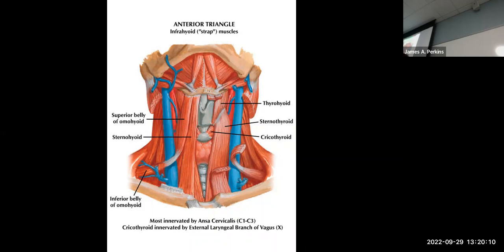This muscle actually helps you raise the pitch of your voice, and think about how it moves. Cricothyroid is innervated by a branch of vagus nerve. Did I put that on here? Yeah. There's an external laryngeal branch of cranial nerve 10, or vagus nerve, that specifically supplies that cricothyroid muscle. So that's the only one on this slide that's not innervated by ansa cervicalis.